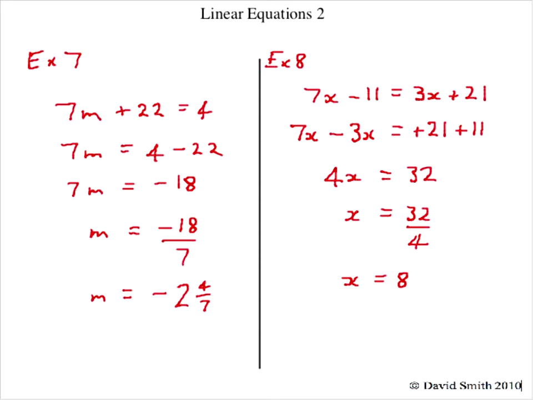And you should check your answer. If we go to the top line, 7 multiplied by 8 will be 56. 56 minus 11 would be 45. So the left-hand side of the equation would be 45. The right-hand side, 3 multiplied by 8 will be 24. 24 plus 21 is 45 as well. So we have a true statement, 45 equals 45. A little check like that can avoid any arithmetic slips you've made on the way.